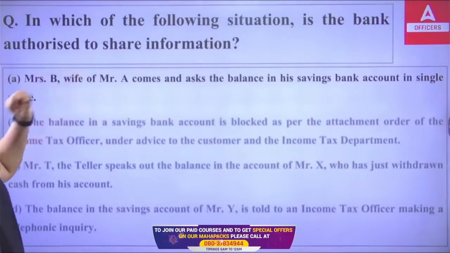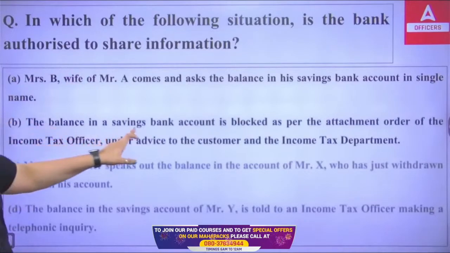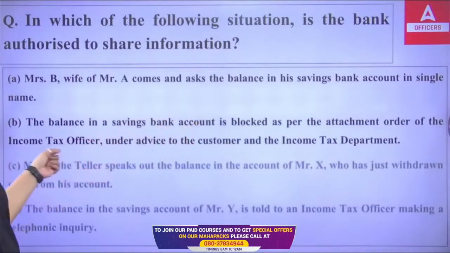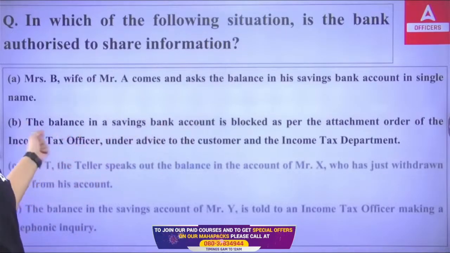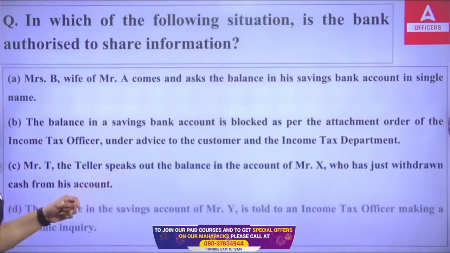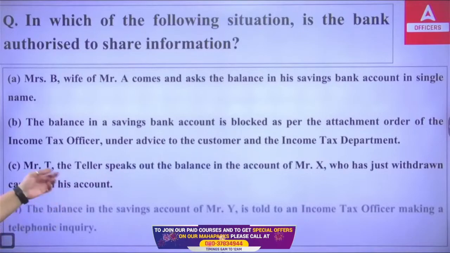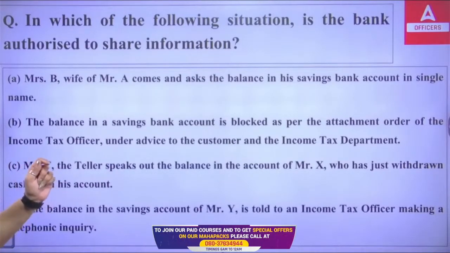A, but his wife came to the bank and asked for the amount. Second, the balance in a savings bank account is blocked as per the attachment order of the income tax officer, under advice to the customer and the income tax department. Then Mr. T, the teller, speaks out the balance in the account of Mr. X, who has just withdrawn cash from his account. Then the balance in the savings account of Mr. Y is told to an income tax officer making a telephone inquiry.